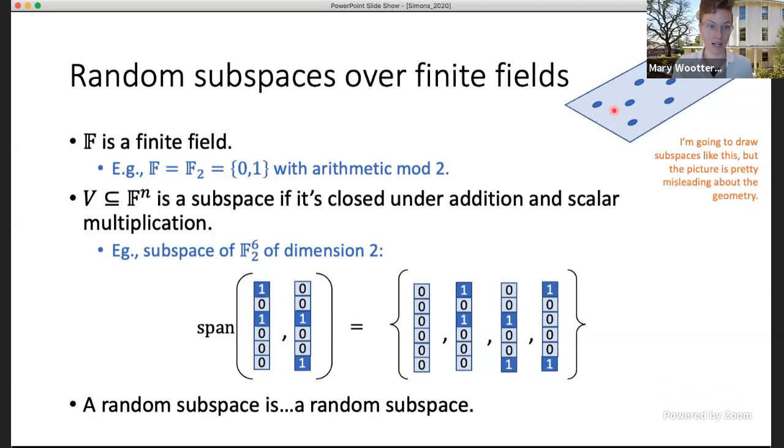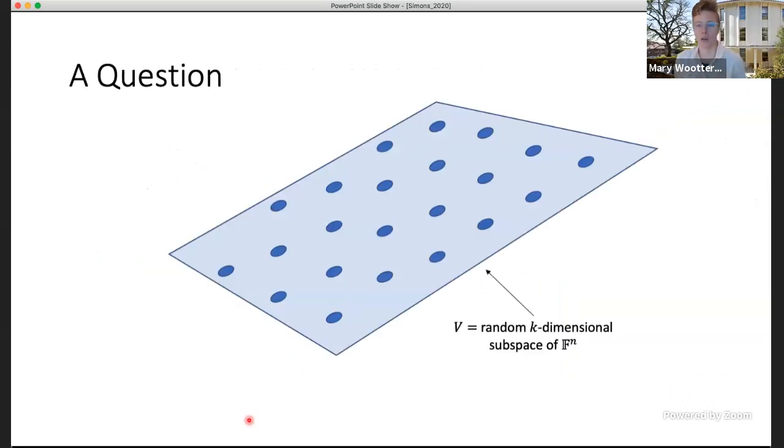I'm interested in random subspaces. Here, when I say random subspace, I'm going to mean uniformly random subspace. There are finitely many of them, so just take a uniformly random one. Cool. Okay, so now that we know what we're talking about, uniformly random subspaces over finite fields, we can ask some questions about them. Here are a few questions that you might ask.